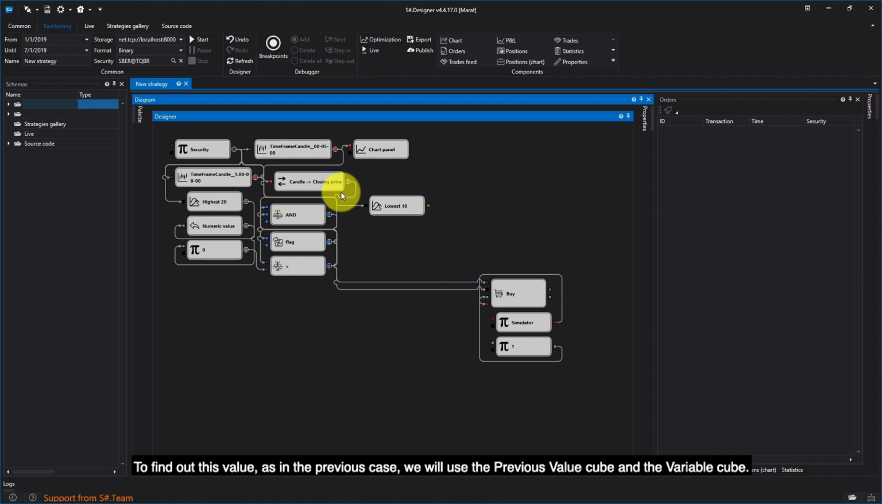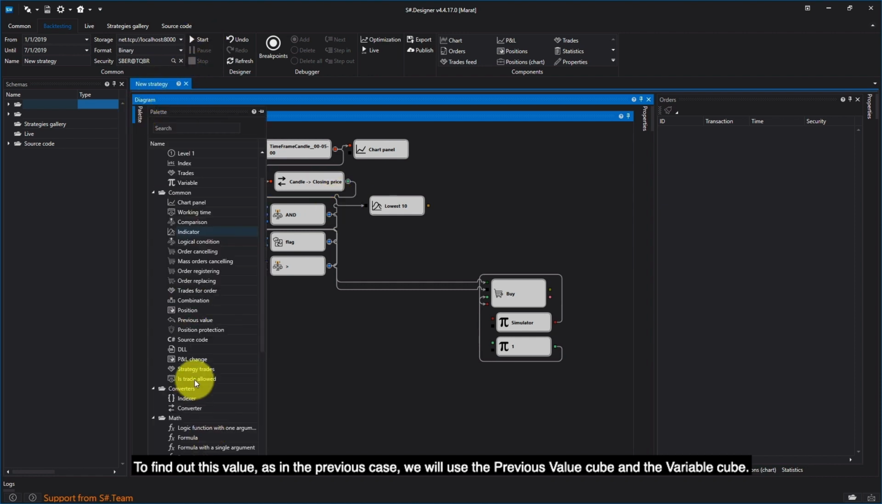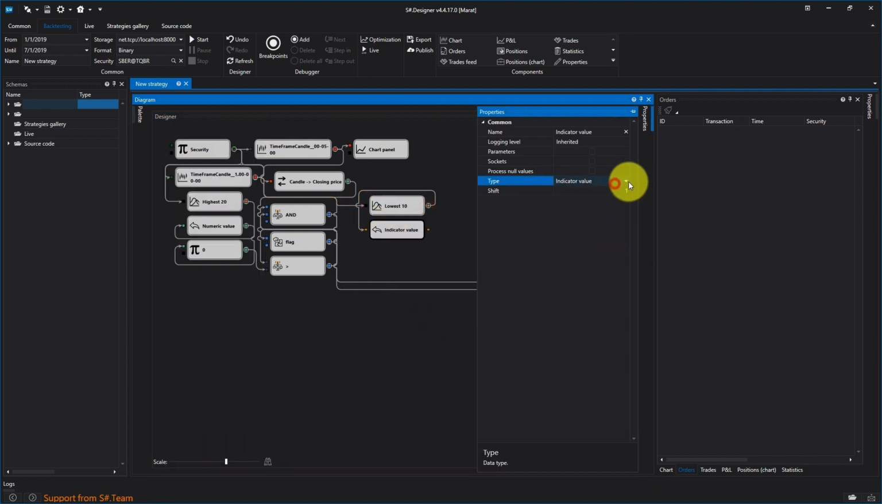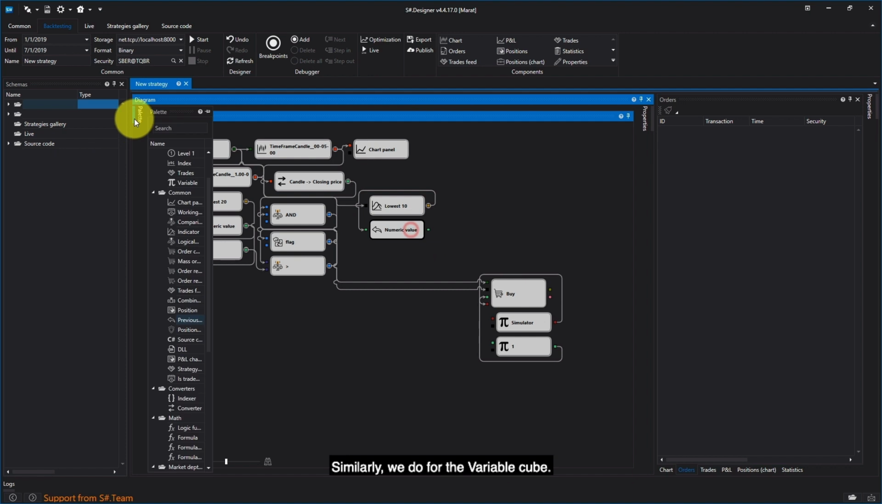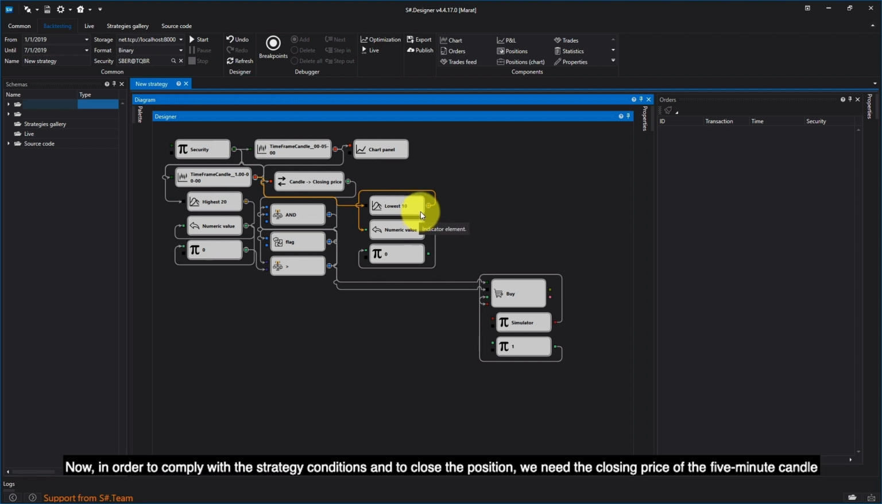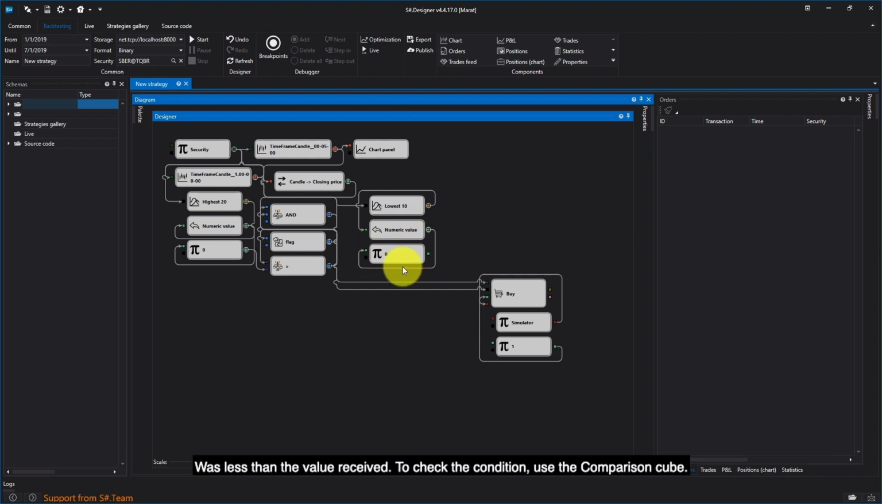To find out this value, as in the previous case, we will use the previous value cube and the variable cube, setting connections between cubes and the numeric data type. Similarly, we do for the variable cube. Thus, from the candle cube, we got the minimum value for 10 past periods. Now, in order to comply with the strategy conditions and to close the position, we need the closing price of the 5-minute candle to be less than the value received.